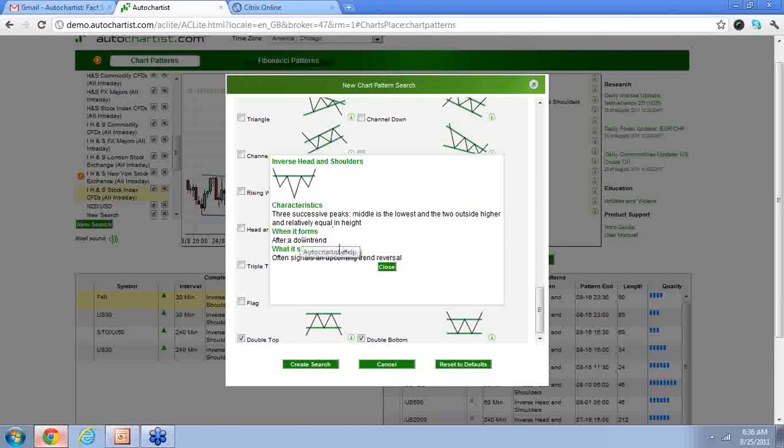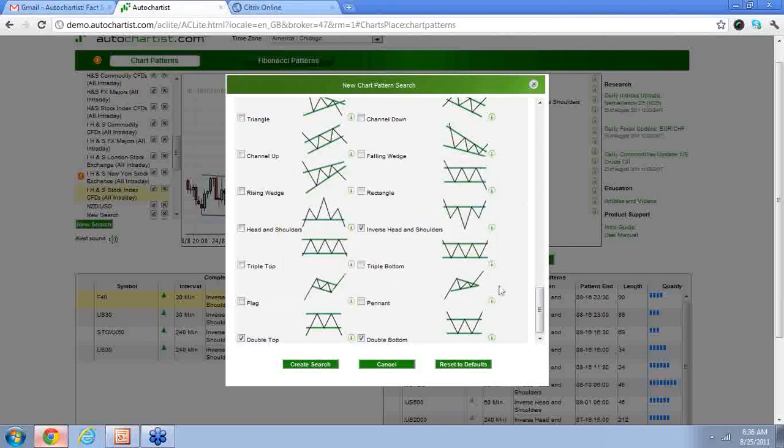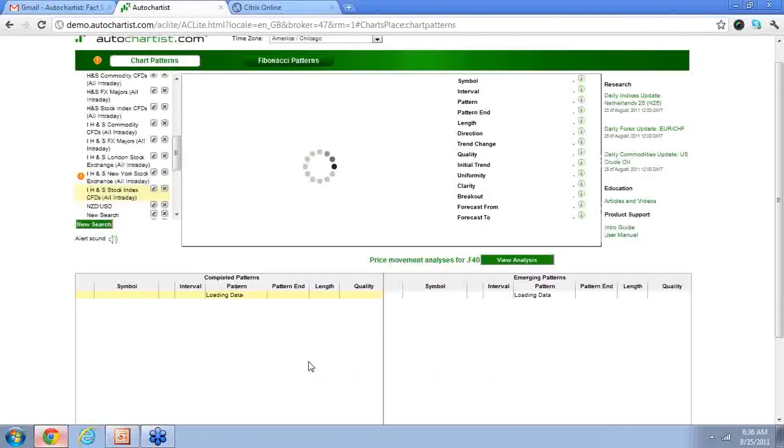It forms after a downtrend, which is right because we're looking for a bottom. And it also often signals an upcoming trend reversal, which we covered also with that real example, and we also checked those boxes. So that's very important so that you always have that going for you. So now we go back and we create search. And it's crunching right now.